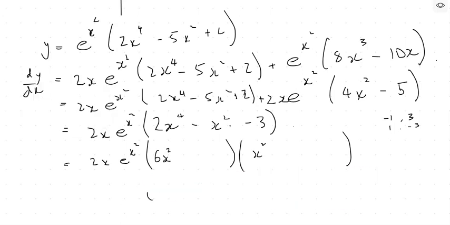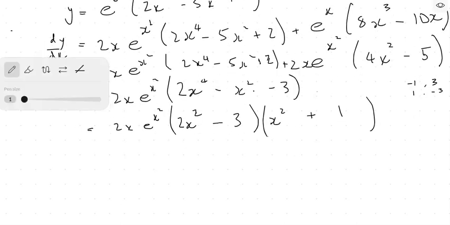Get rid of this one, that one, that one. So 2x to the 4, 2x squared and x squared and minus 3 plus 1, minus plus, yeah, that works.